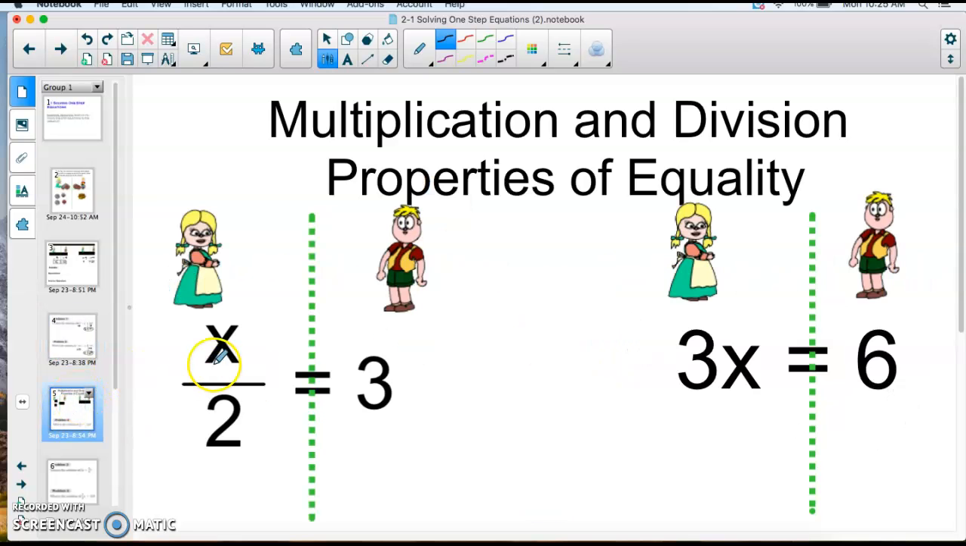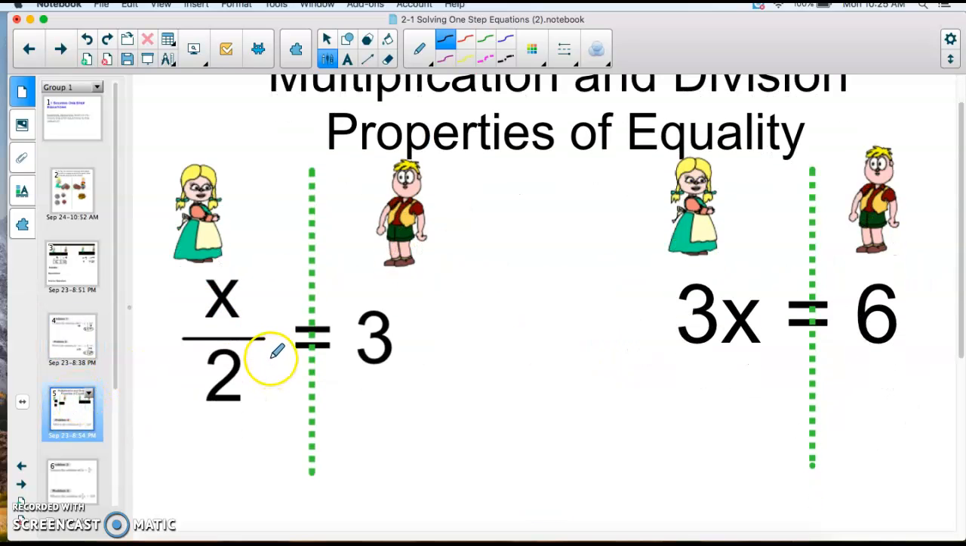All right, next one here. Now, multiplication and division, remember they're inverses of each other. So in this first example, x divided by 2 equals 3. And so how do we undo dividing? We have to multiply, and that cancels itself out here. But we have to multiply to both sides, right? So we're left with x, and then 3 times 2 is 6.